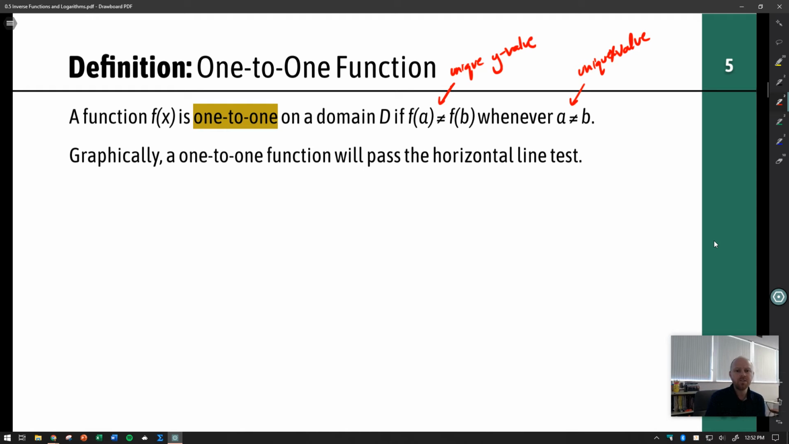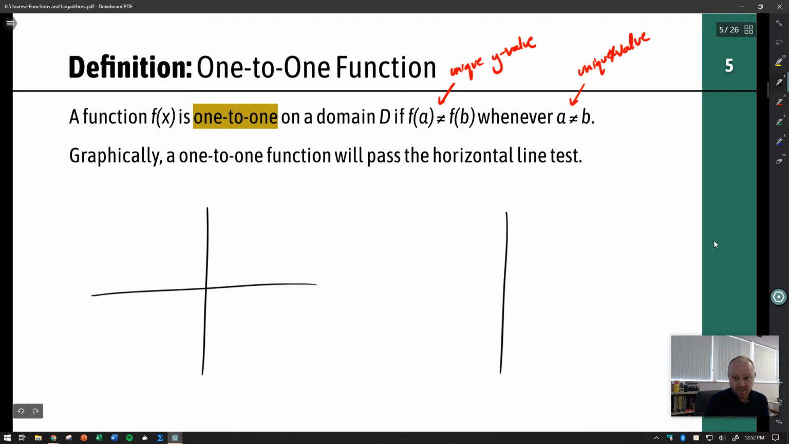Graphically, a one-to-one function will do something called passing the horizontal line test. So we know about the vertical line test from function study. This is a horizontal line test. So let's look at the graph again of y equals x squared and y equals x cubed.